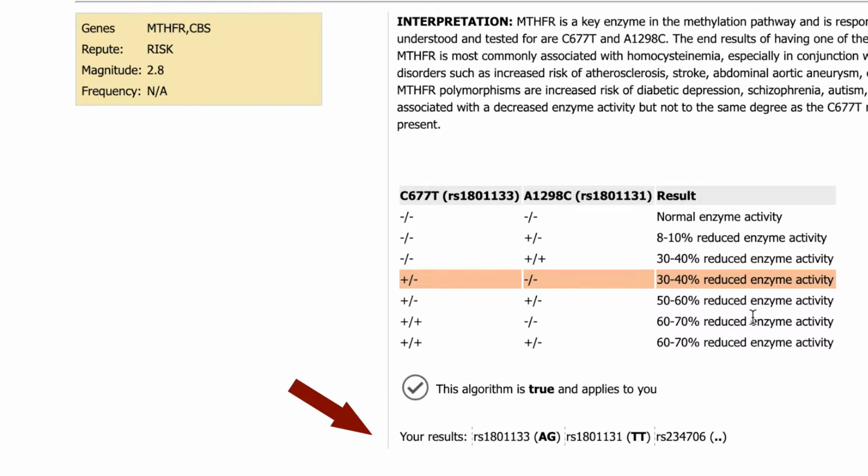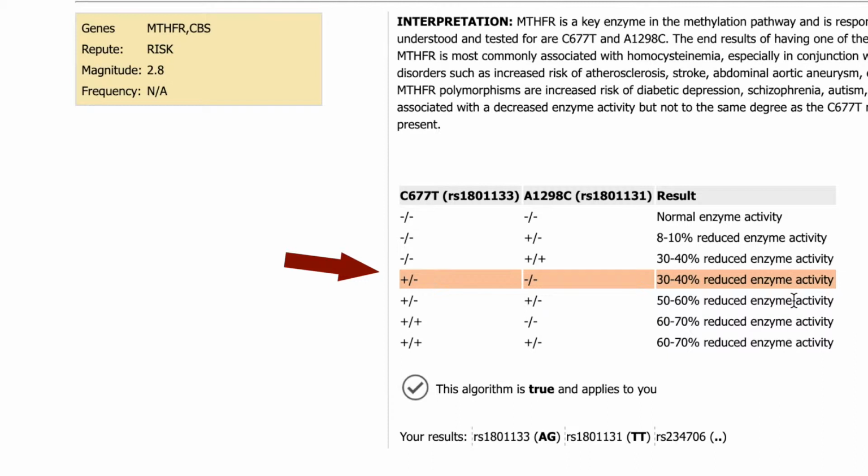And from this data, the program would automatically curate for you and calculate what the activity of the MTHFR gene will be. And we can see here, based on the 677T and 1298C, that we have a heterozygous and then a homozygous. So there's a 30 to 40% reduced enzyme activity of the MTHFR gene for this particular patient. Another way to look at this is they have 60 to 70% normal activity.